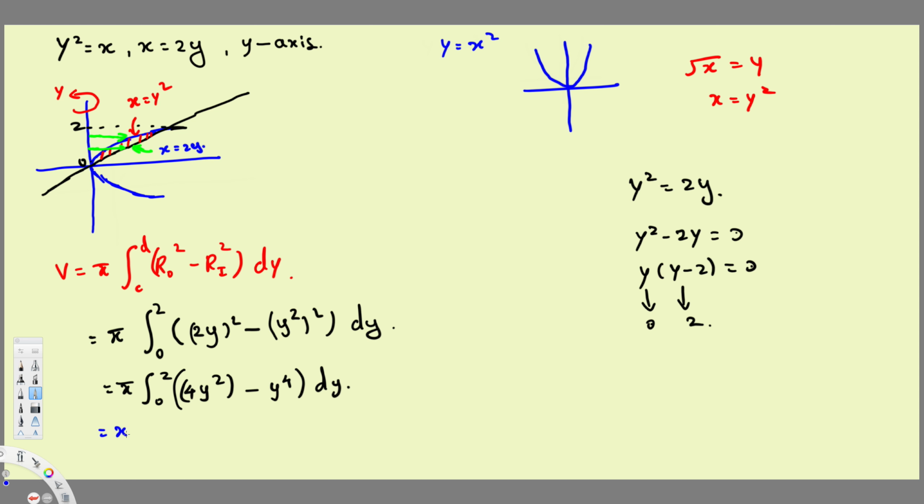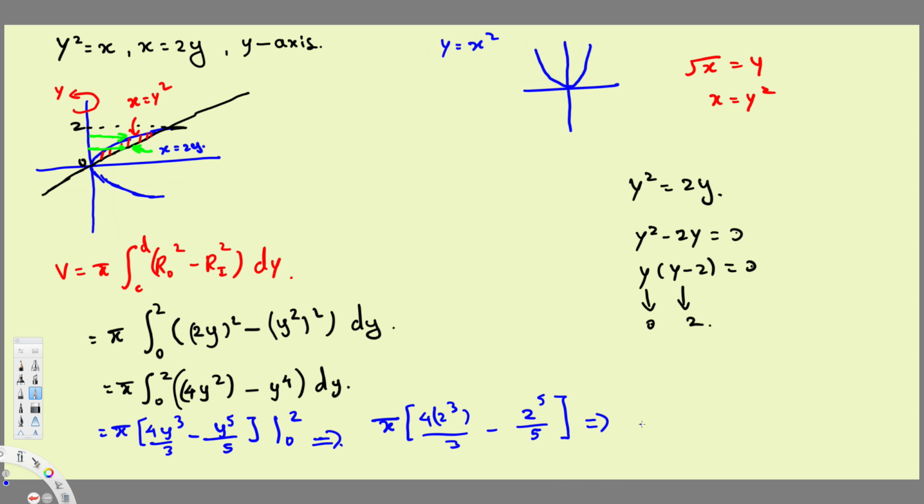Now we can do the integration. This is going to give us 4y cubed divided by 3 minus y to the power 5 divided by 5, going from 0 to 2. Now let's plug in 2 first. This is going to become 4 times 2 cubed divided by 3 minus 2 to the power 5 divided by 5. Let's simplify this. 2 cubed is 8, and 8 times 4 is 32, so 32 divided by 3. And 2 to the power 5 is also 32, so this is 32 divided by 5.